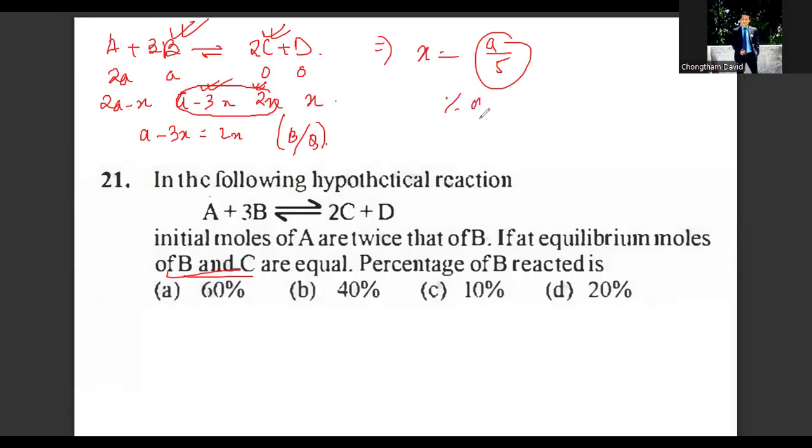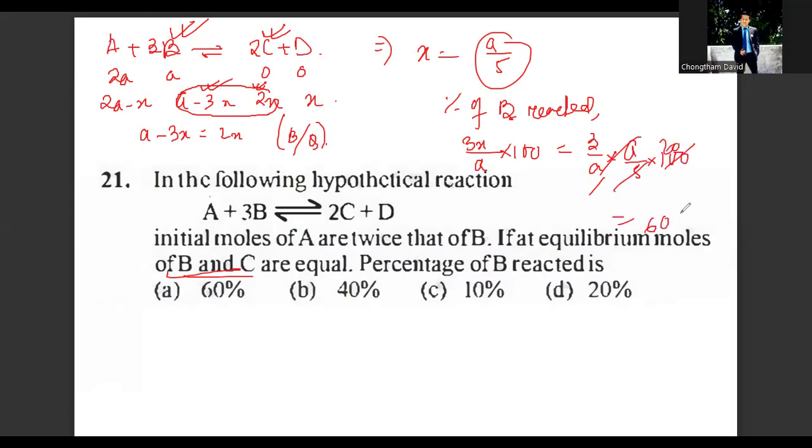And the percentage of B reacted, how much? Let us calculate. Let us say 3x by A into 100. So this would be 3 by A, and x is already calculated as A by 5. A gets cancelled, 100 by 5 is 20, so you have now 60 percent. Good. So the answer would be option A. I hope this is clear and understood.